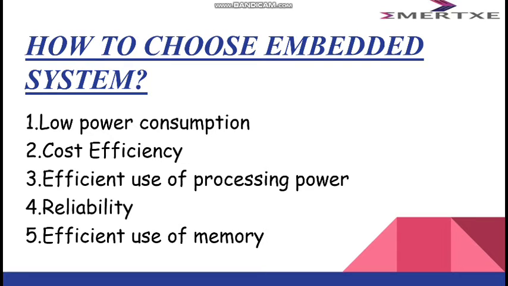So how to choose the embedded system? Basically, there are some criteria to be followed during the selection of embedded systems, such as it should consume low power, it should be cost efficient so that it can be afforded by everyone. Then efficient use of processing power, reliability and efficient use of memory.